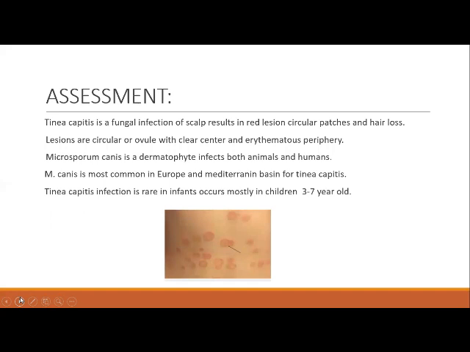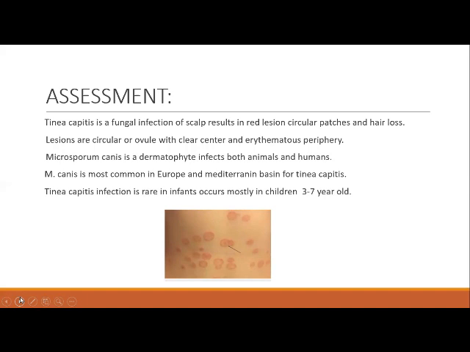Assessment. So tinea capitis is also known as kerion or a ringworm of the scalp. Tinea capitis is a fungal infection of the scalp. It results in red lesions, circular patches, and hair loss. Lesions are circular or oval with clear center and erythematous periphery. As you can see in the picture, the center is quite clear and the corners have a red periphery. Microsporum canis is a dermatophyte which infects both animals and humans, so it can be passed from animals to humans also.